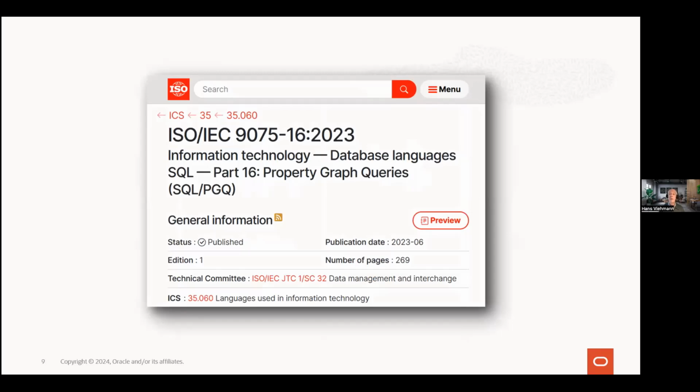In fact, there's a completely new section on graphs, or property graphs to be precise, in that SQL standard, which was published in June of last year. The good news is with Oracle Database 23c, we have implemented that graph pattern matching in line with that standard. And in fact, we are the first commercial vendor that supports this standard, which is, by the way, also known as SQL PGQ. Okay, so that's new.